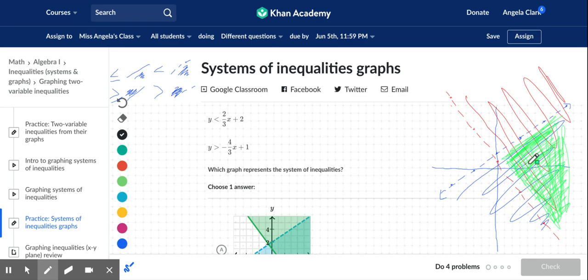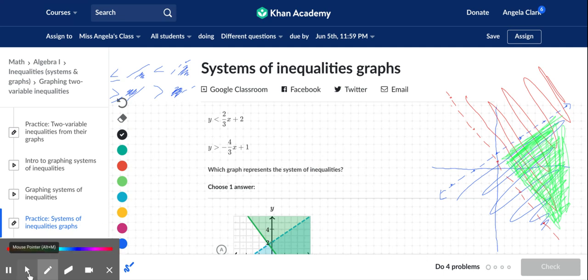Whereas (-1, -2) is not in that green area. It's in the blue area, but it's not in the green area, so that's not a solution to the system. It would be a solution to the first equation, but it's not a solution to the system because it's not in the green area. It's not in the area where they overlap.